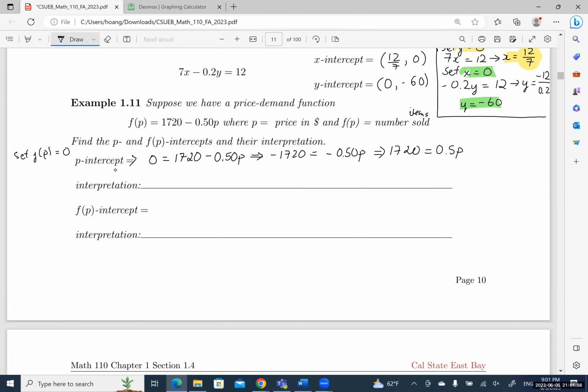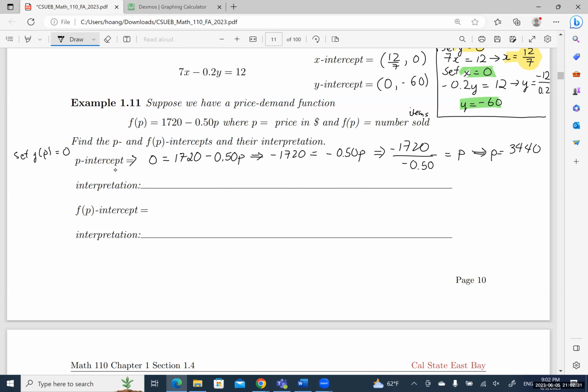Or maybe make it quicker. I would say, make it quicker. I'm just gonna do negative 1720, and I divide by negative 0.50, which is p. All right. So then I can have p equal to, use a calculator and calculate this, and you should have p equal to 3,440.